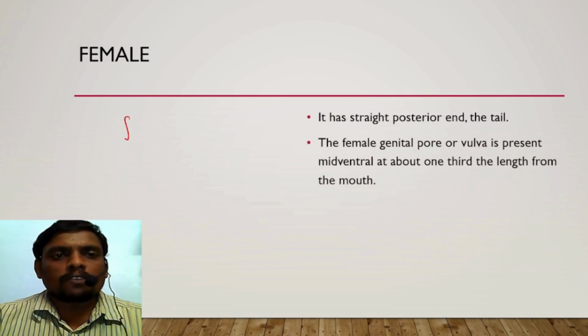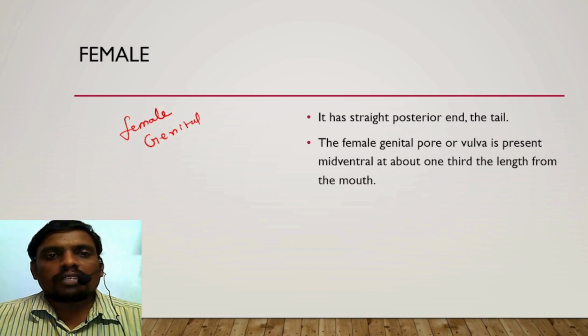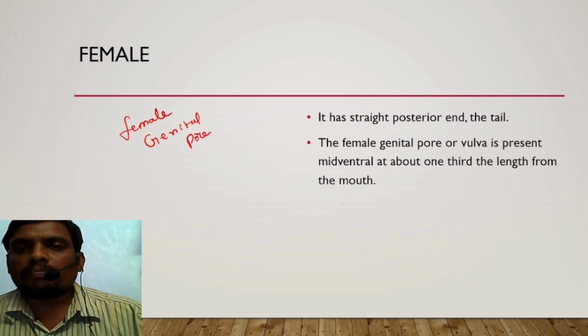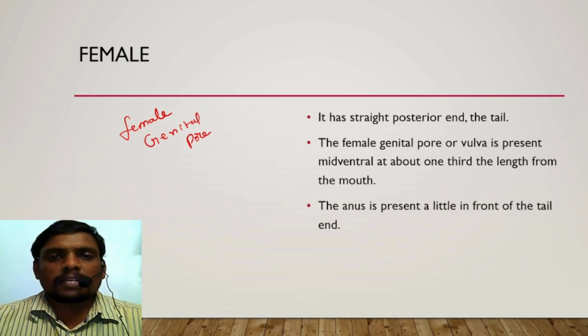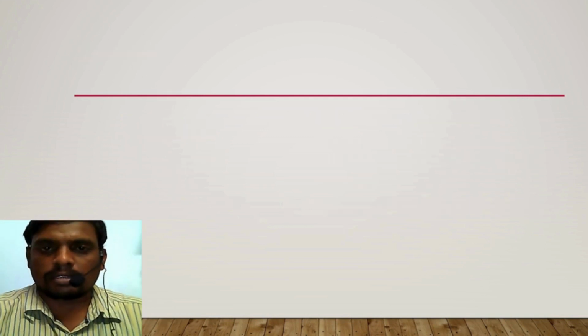Now, females have a straight posterior end and tail. The female genital pore, or vulva, is present at the mid-ventral line of the body, one-third of the length from the mouth. The anus is present a little in front of the tail end.